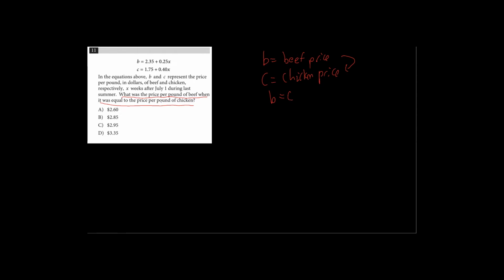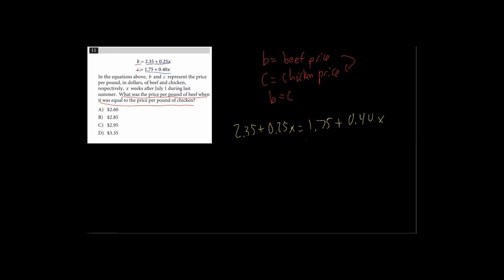So I'm going to see that B and C right here are equal to some values, and if those are the same, then that means that these equations must actually be the same. So I'm going to set those two equal to each other, get 2.35 plus 0.25x, and now this is equal to 1.75 plus 0.40x.